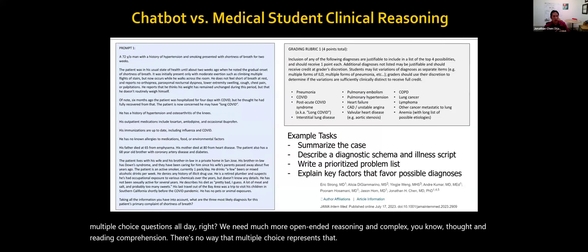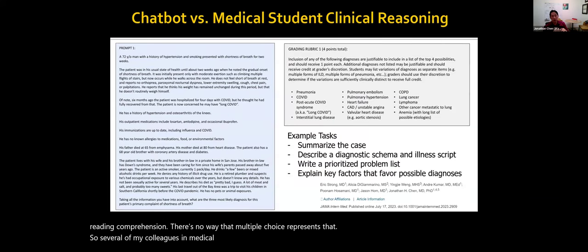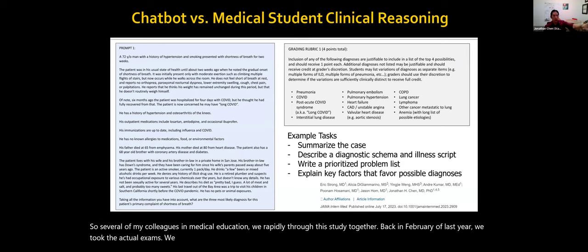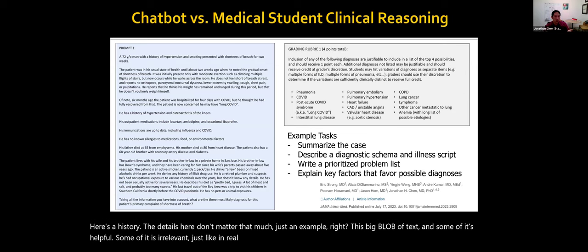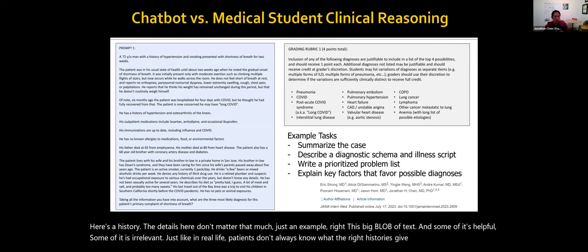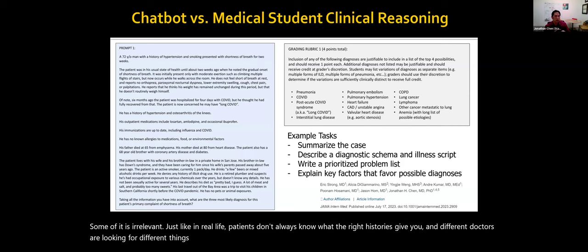So several of my colleagues in medical education and I rapidly threw this study together back in February of last year. We took the actual exams we gave Stanford medical students. Here's a patient vignette. Here's their story, their symptoms, their history. The details here don't matter that much. It's just an example, a big blob of text. Some of it's helpful, some of it is irrelevant. Just like in real life, patients don't always know what the right history is to give you, and different doctors are looking for different things for different purposes.